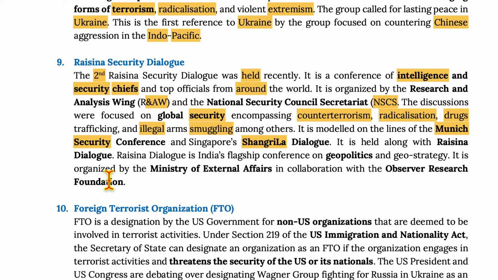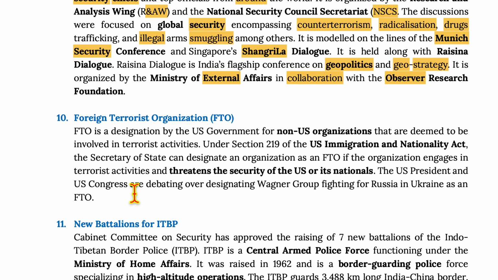It is held alongside the Raisina Dialogue. Raisina Dialogue is India's flagship conference on geopolitics and geostrategy. It is organized by Ministry of External Affairs in collaboration with Observer Research Foundation.